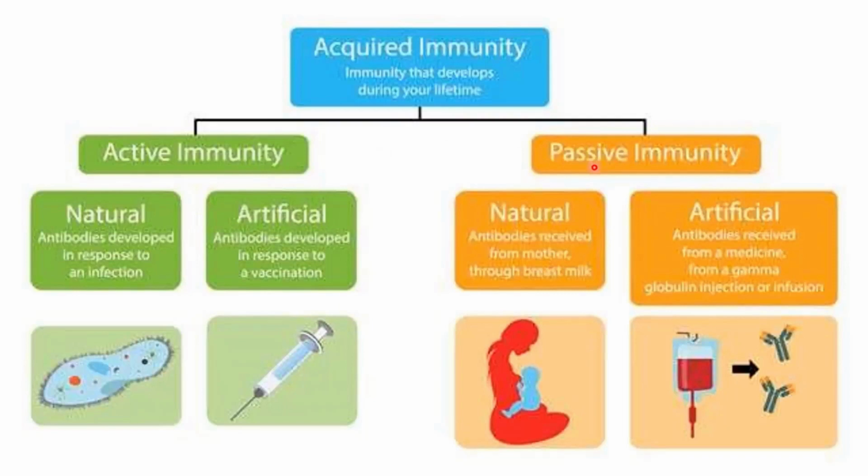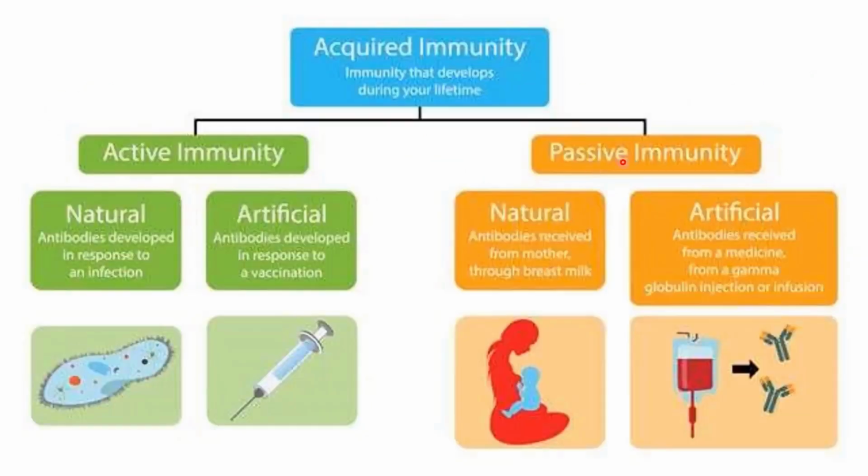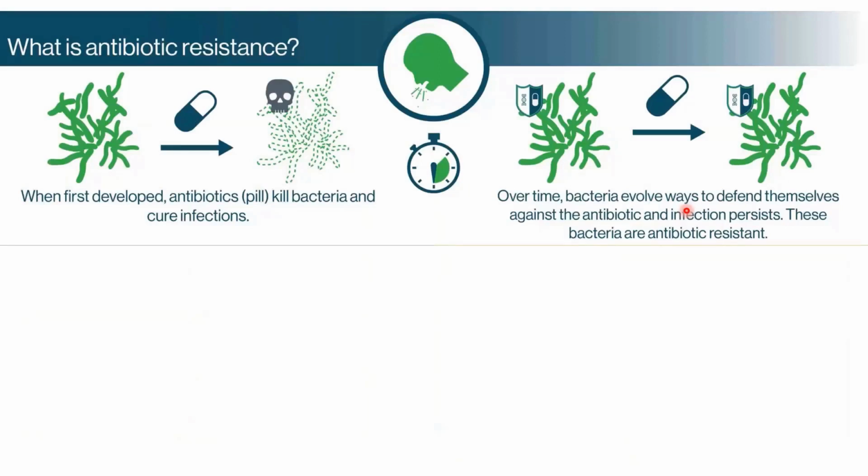So this is all about immune response, and then there is a concept which is called antibiotic resistance. For example, you get this artificially acquired passive immunity, which means you are getting the antibiotics to fight the infection. But after some time, those antibiotics do not act on the infection, or they do not treat the infection. This is called antibiotic resistance. So what is happening is that when first developed, antibiotics can kill the bacteria and cure infections. After the first infection, they can simply kill the bacteria.